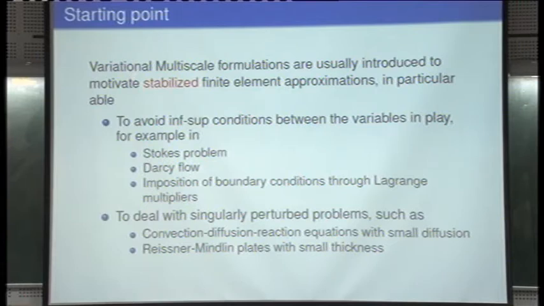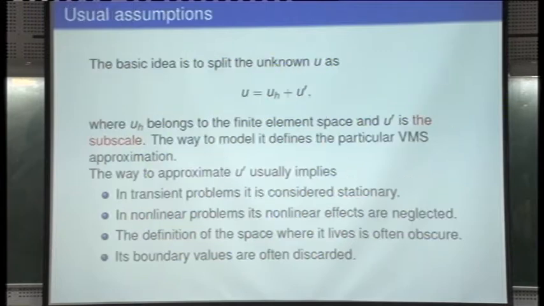In general, we have seen in this course that variational multiscale formulations are introduced to motivate stabilized finite element methods, of two types. First, to deal with singularly perturbed problems, such as convection-diffusion with a small diffusion, or Reissner-Mindlin plates, or momentum-dominated problems. There are many problems of singular perturbation type. And also to avoid the inf-sup condition between the variables in play. For example, we have seen the Stokes problem and the Darcy problem. We haven't talked about the imposition of boundary conditions through Lagrange multipliers, but this is also a mixed problem with inf-sup conditions that have to be satisfied. So you need stabilized finite element methods for many reasons.